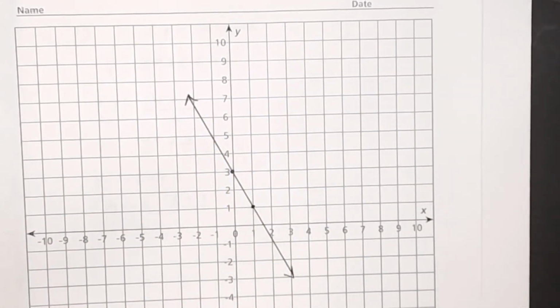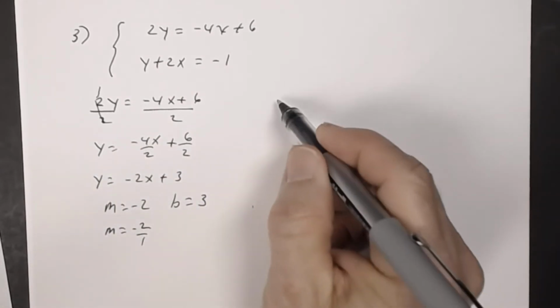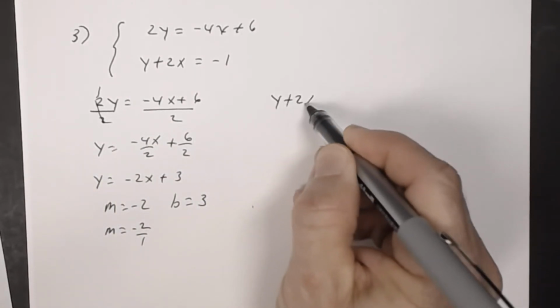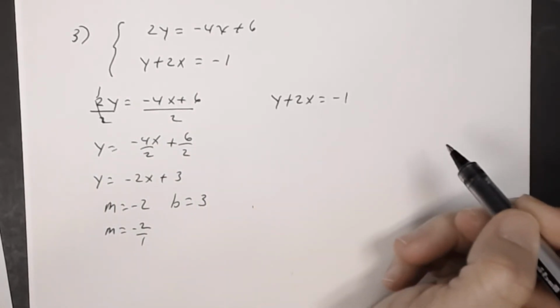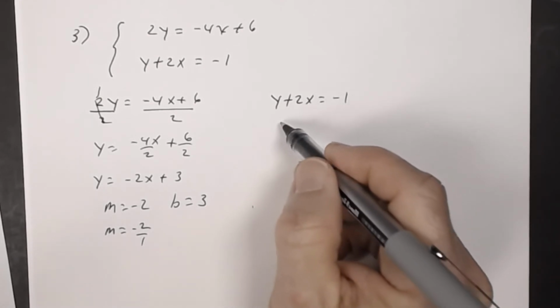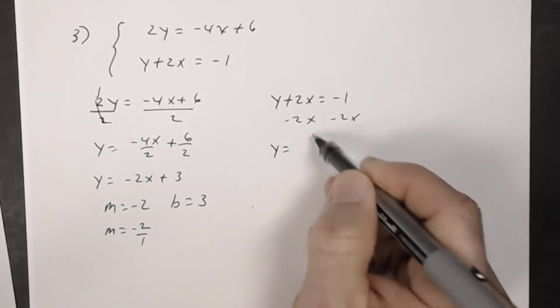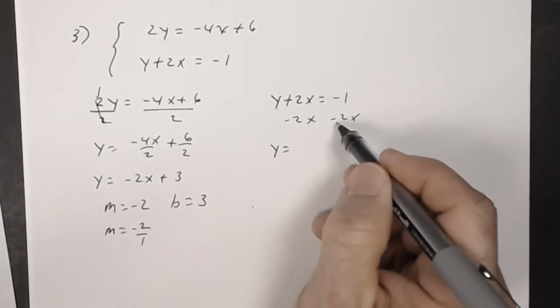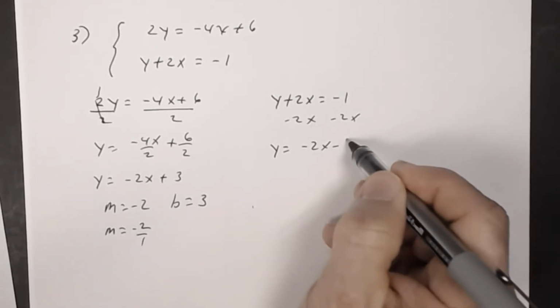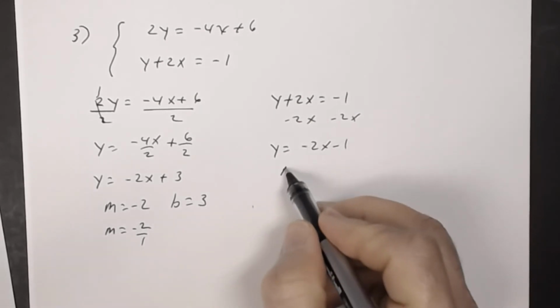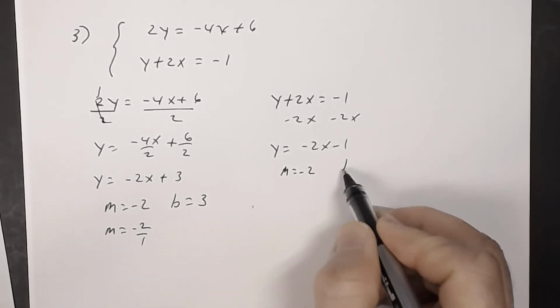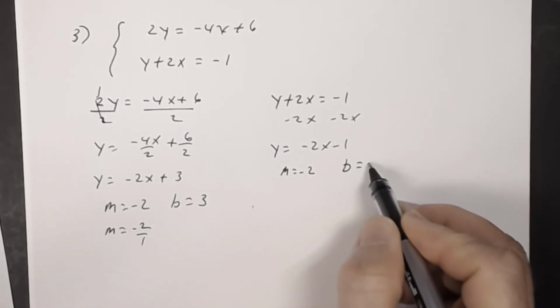All right. Then let's graph the other line, y plus 2x equals negative 1. If I solve for y, I subtract 2x from both sides, I get y equals negative 2x minus 1. So the slope here is negative 2, and the y-intercept is negative 1.